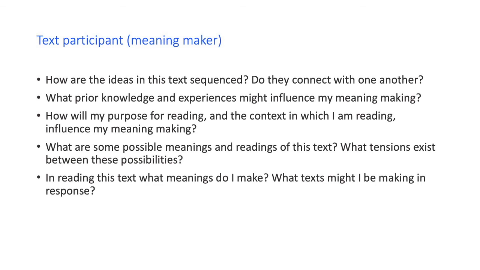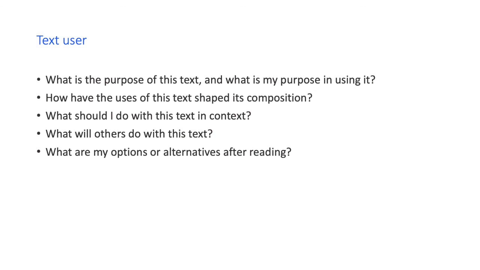The way in which the text itself coheres and is sequenced, and ways in which readers come to understand those sorts of connections. That third one, text user, just briefly, obviously focuses on what use might be derived or made from a text, whether that's during the reading process or subsequent to the reading process. What is the purpose of the text, and what is the purpose of the reader in using or reading the text? How are those uses shaped by the text and its composition?